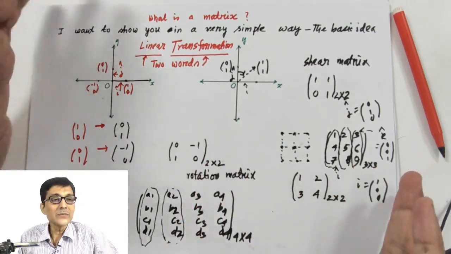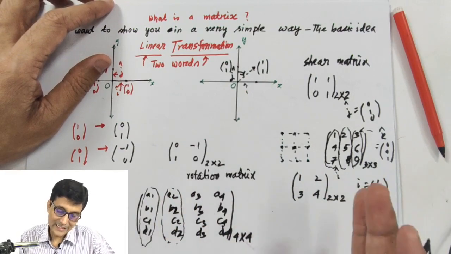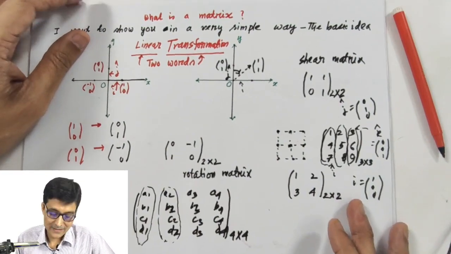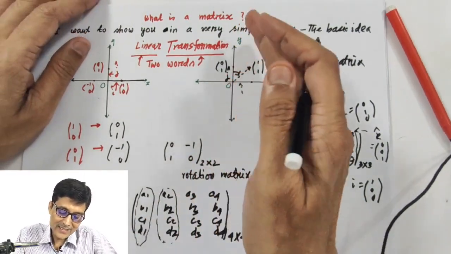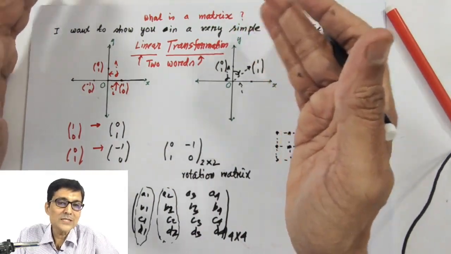So this can be extended to n-dimensional space, and we can yield an n by n square matrix. So the idea of matrix and the idea of linear transformation are closely knit to each other.